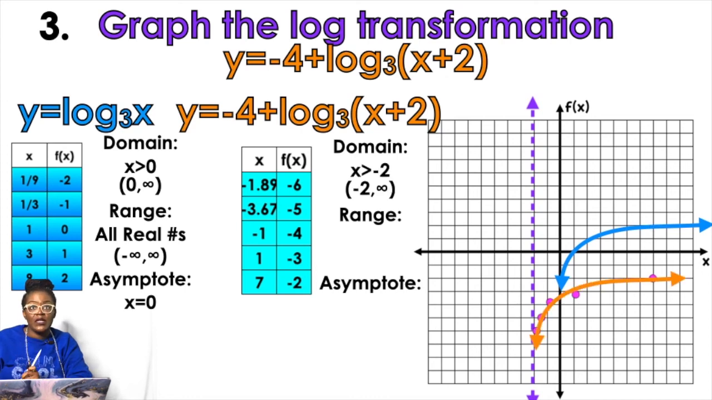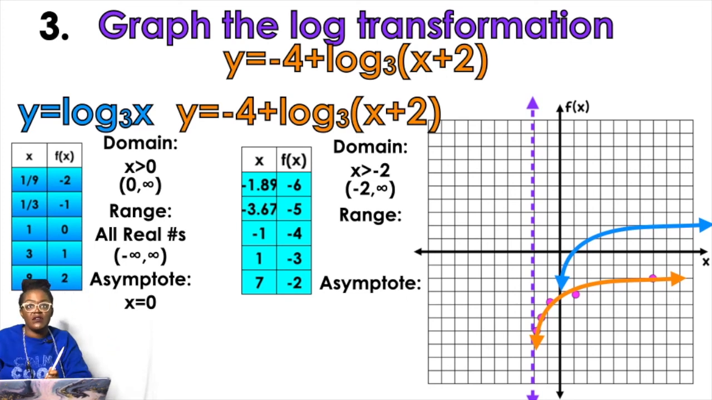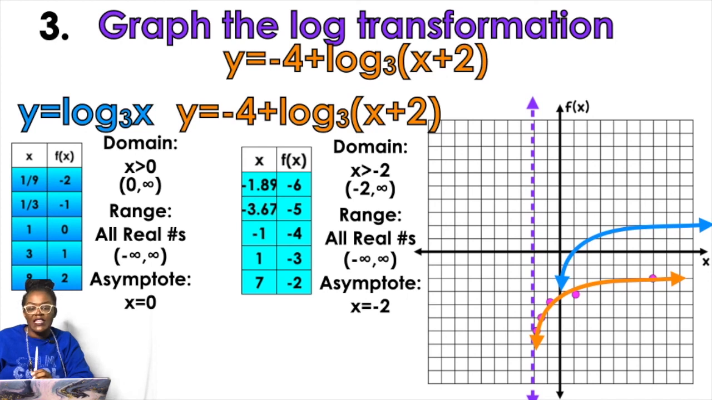My domain, x is greater than negative 2 to infinity, because our domain shifted negative 2 spaces. Our range is all real numbers, negative infinity to positive infinity. Our asymptote shifted, so x equals negative 2. And that is graphing logarithms in a nutshell.